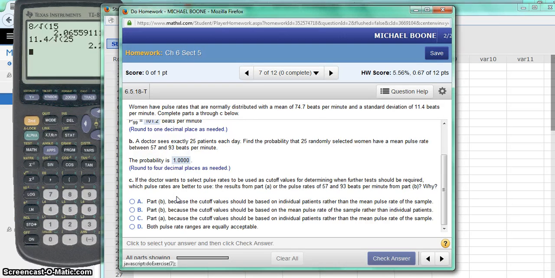And so then a question, try to conceptualize what's going on. Again, since the number of patients went up, it would make sense that the mean of those 25 patients should be closer to 74.7.